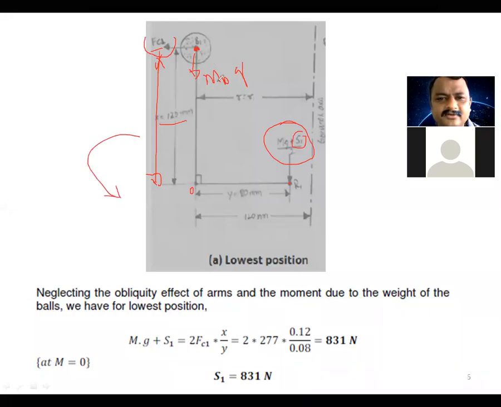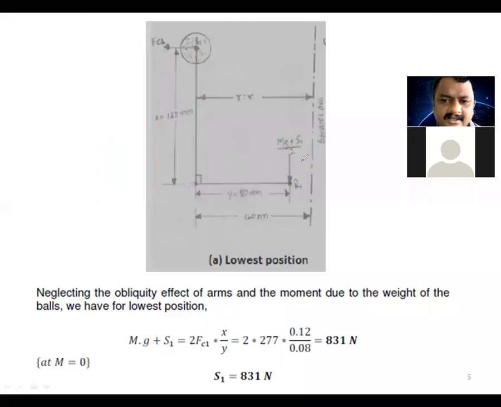Coming to another force, mb into g. This is acting exactly at the point where the fulcrum end is considered, so there is no perpendicular distance. So this force is neglected, or it is almost zero. Then we have mg plus S1 by 2 acting at a perpendicular distance equal to y, that is 80 millimeter, and this is acting in the clockwise direction. So this is one force, Fc1 into x. This is another force, mg plus S1 by 2 into y, which are equal and opposite moments.